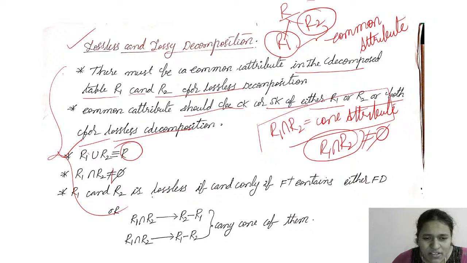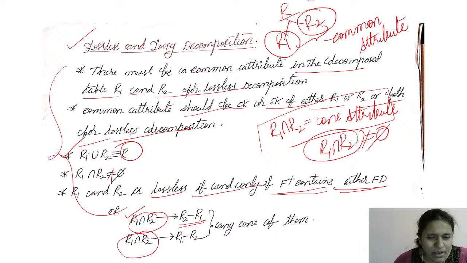R1 and R2 is lossless if and only if F plus contains either FD. Yes, in F plus we have to contain all the functional dependencies. See here, R1 intersection R2 can determine either R2 minus R1 or R1 minus R2. That means it should be a candidate key for either the R2 relation or the R1 relation.